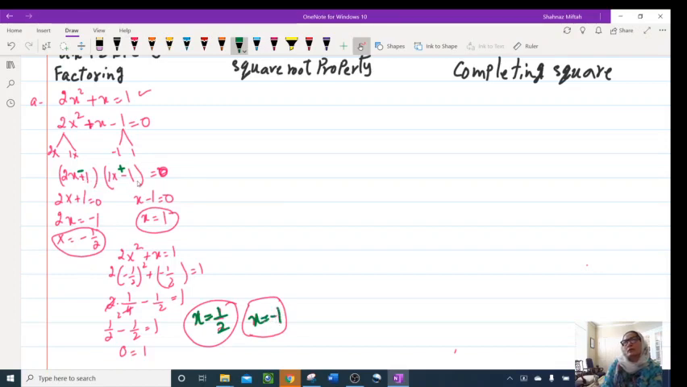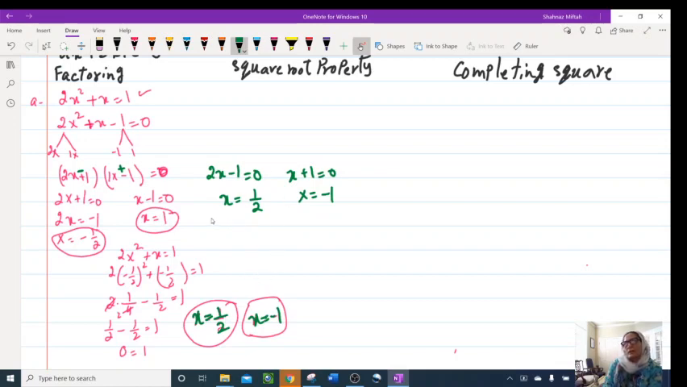Like if I make them equal 0, I'm going to get 2x minus 1 equals 0, and x minus 1 equals 0. This one is going to give me, I'm sorry, positive. This is going to give me negative 1, and this is going to give me positive half, right? So the green one is right there. So I changed the signs.